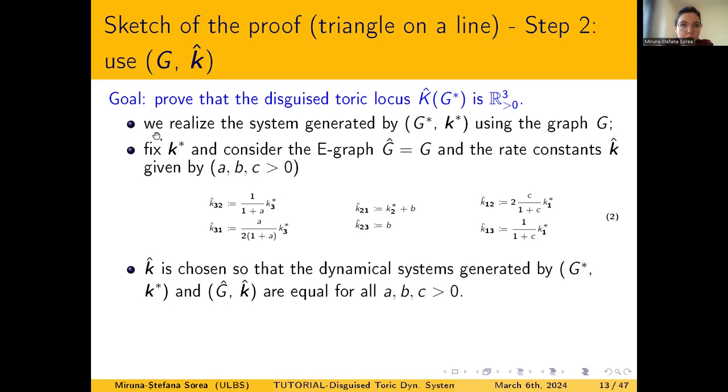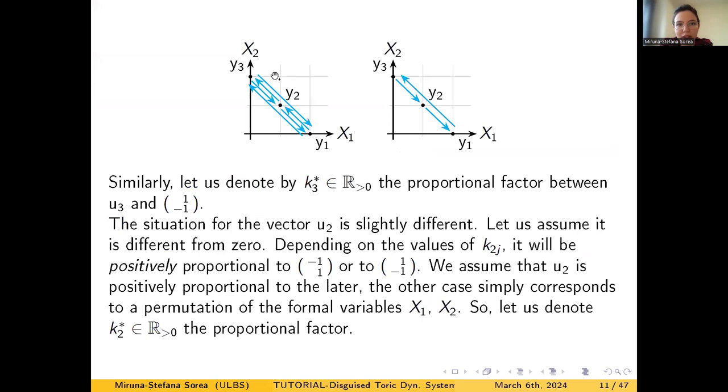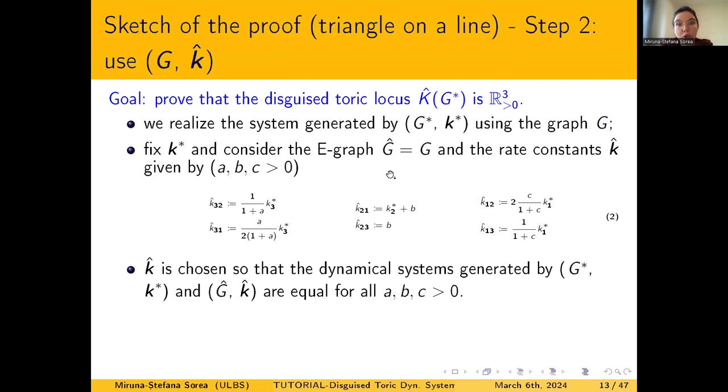How do we do this? Now we realize the system G star with K star, but using another graph. Which graph? What is interesting in this example is that we use again the same graph, G, the initial one. We could have had a different choice, but we have tried with the complete graph again. Again, now with new rate constants, K hat, that's the key point. So we have G hat, which is actually G, the complete graph from the beginning, the left-hand side, but with k hat rates. The key point is how to construct these k hat rates, how to parameterize them so that we have the same dynamics as G star.